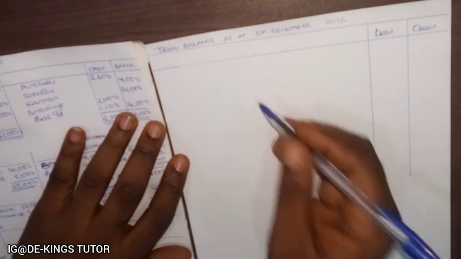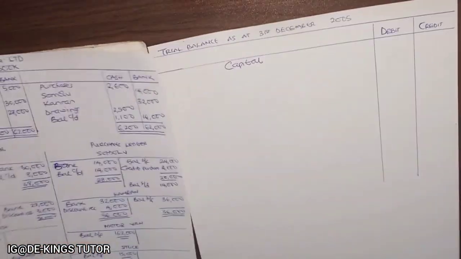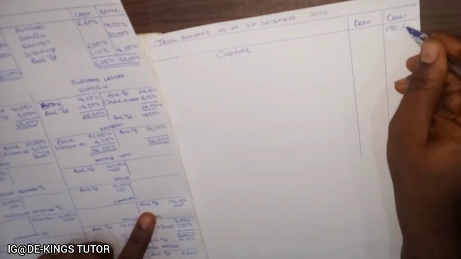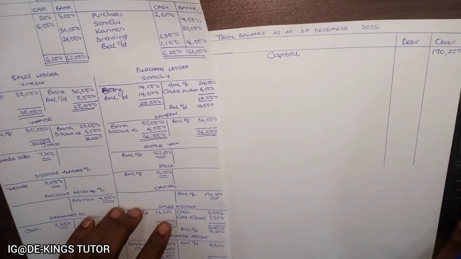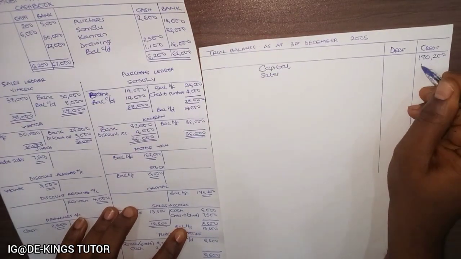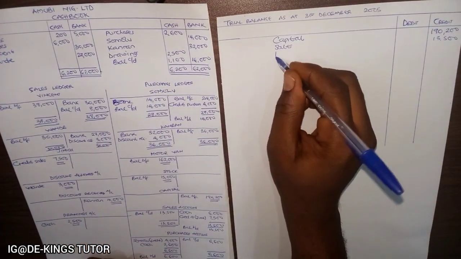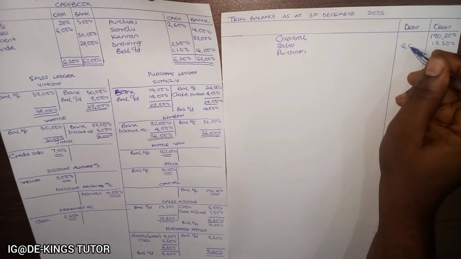The next thing now is to prepare the trial balance with the figures we have here. This is the trial balance, debit and credit. The first item, let's have our capital. What's the capital here? 190,200, credit. Okay, now let's go to our sales. Sales is 13,500, credit. The next one is purchases. Purchases is 6,600, debit.